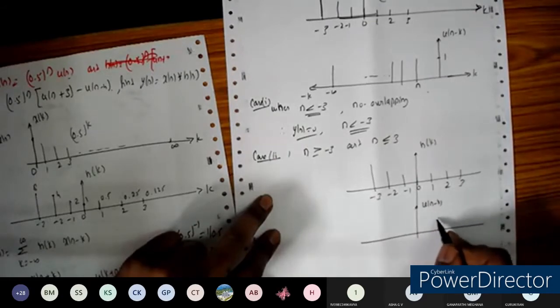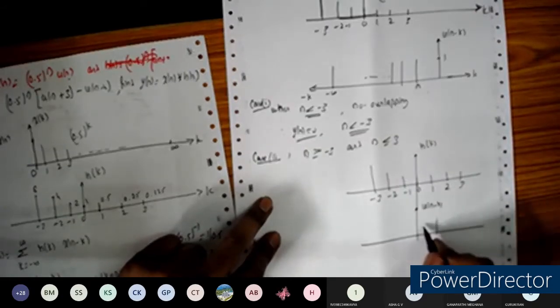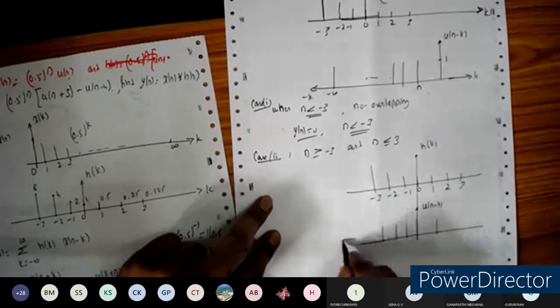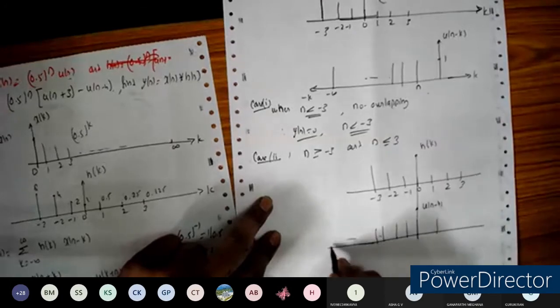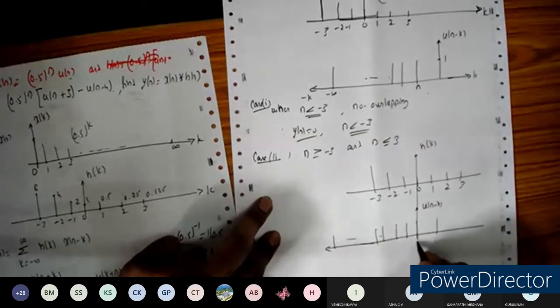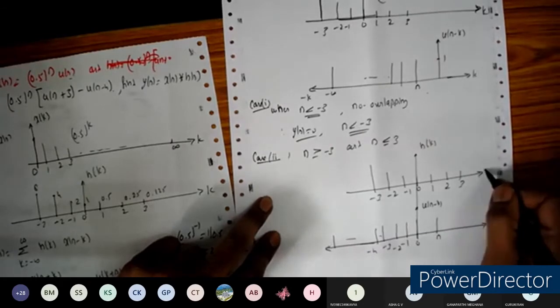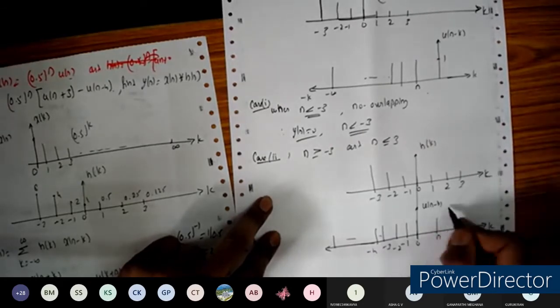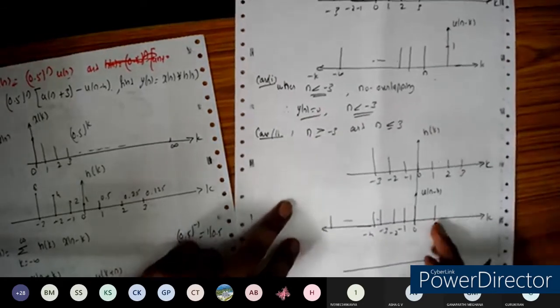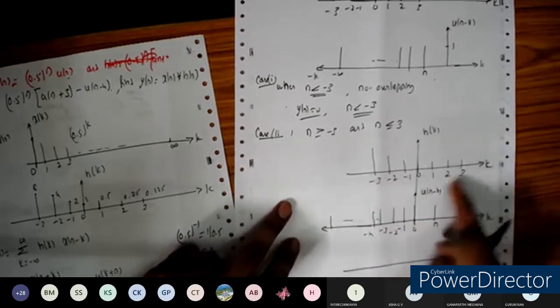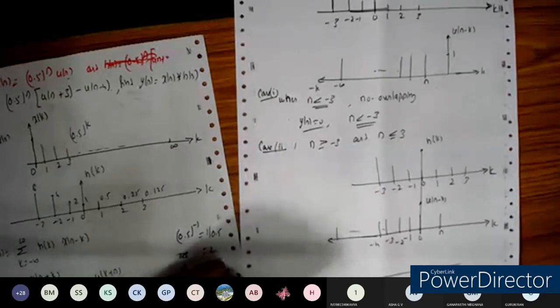Let me take n to be here. It goes up to minus infinity. This is 0, 1, minus 1, minus 2, minus 3, minus 4, and this is n here. This is the k axis, and this is u of n minus k. When n takes a value between minus 3 and plus 3, it can lie anywhere like this.